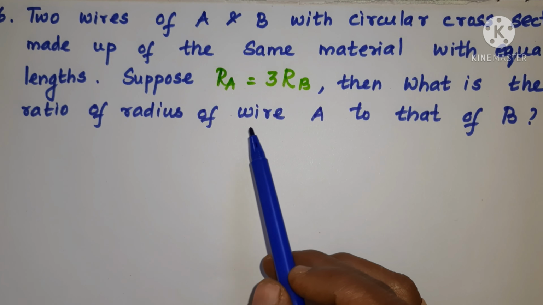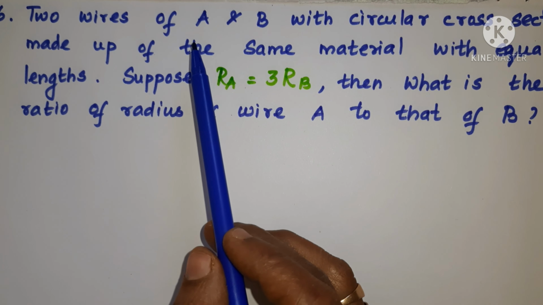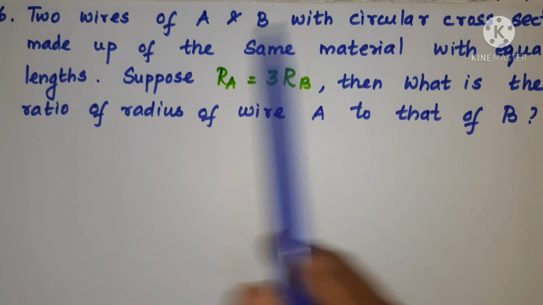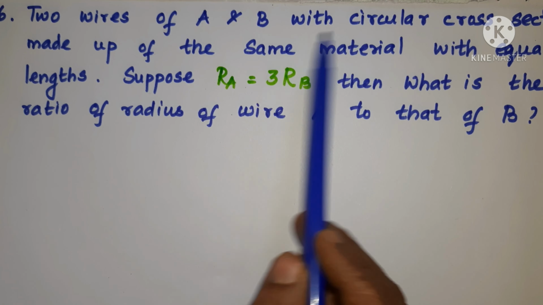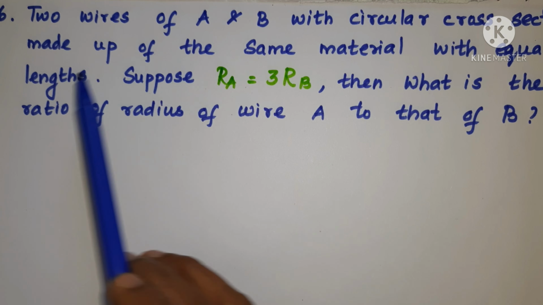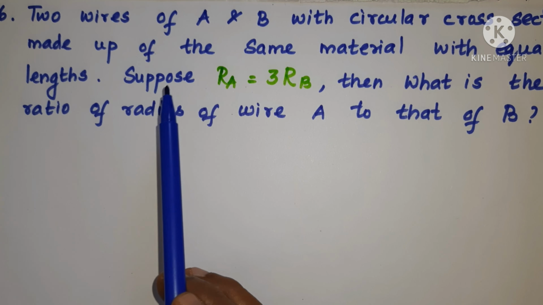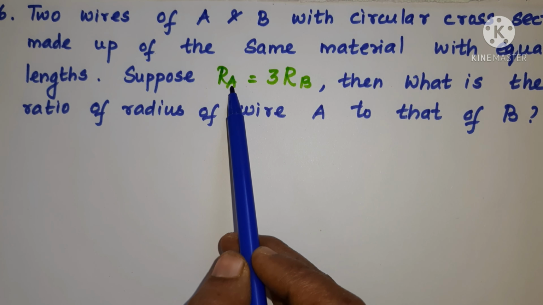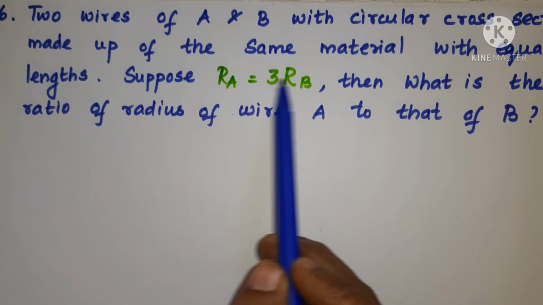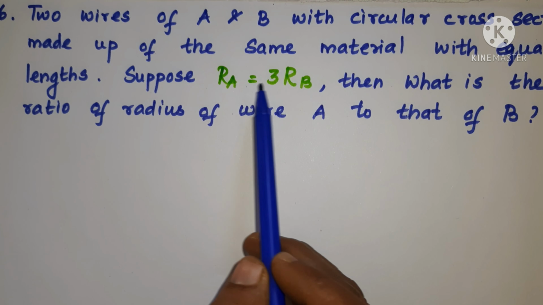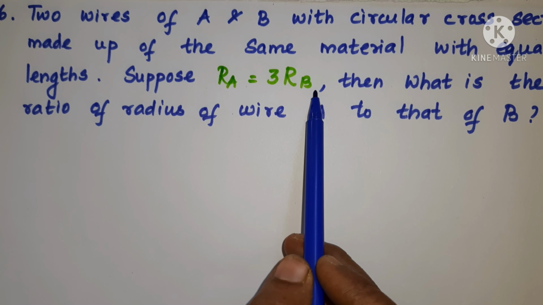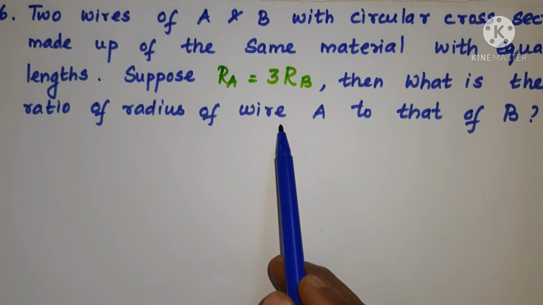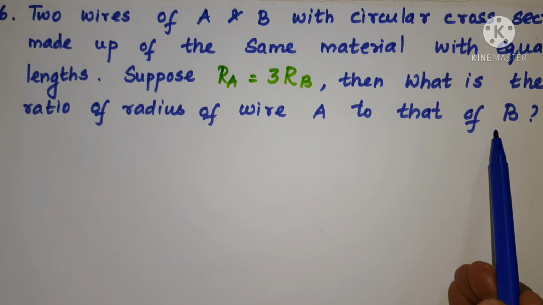The next question: we have two wires A and B with a circular cross section made up of the same material with equal lengths. Suppose the resistance of the wire A and B, that is RA is equal to 3 times of RB, then what is the ratio of the radius of the wire A to that of B?